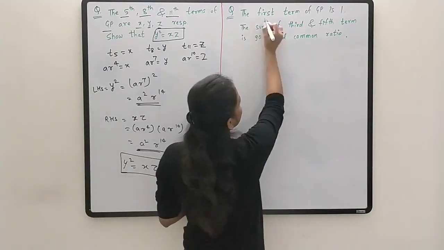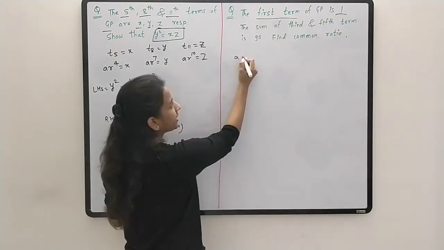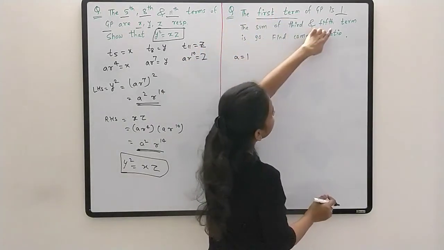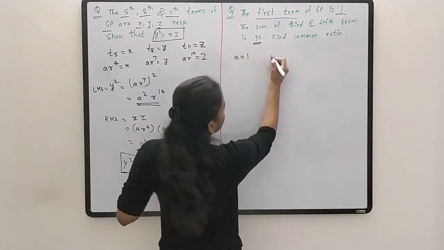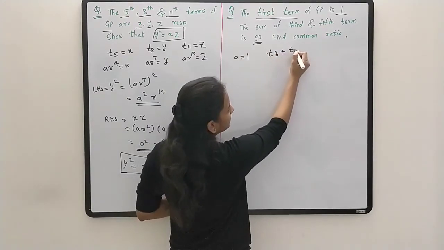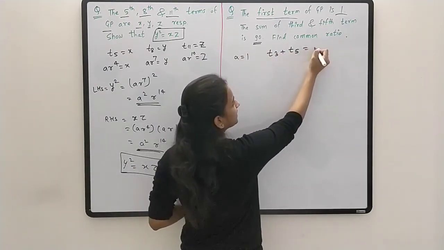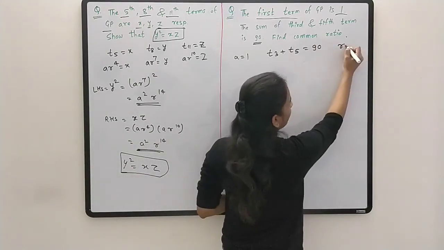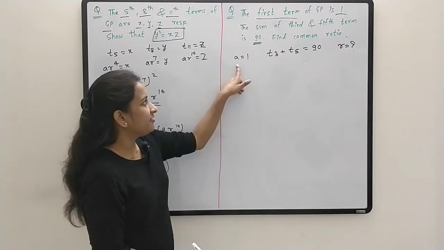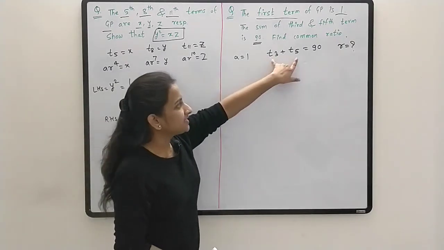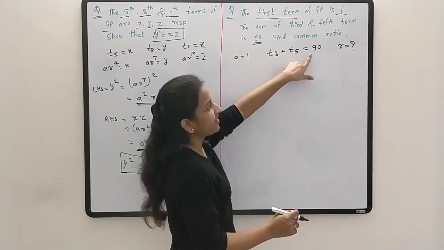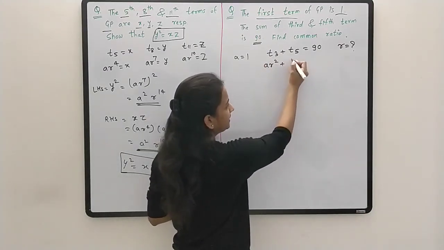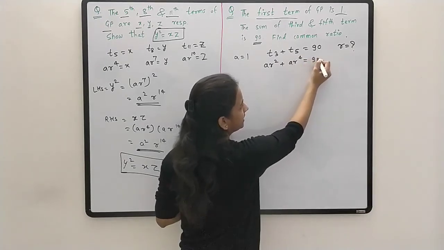See, first term of GP is 1. So a equal to 1. Easy? This part is easy. Sum of the third and fifth term is 90. So third term plus fifth term, sum of these two terms is 90. Then we have to find common ratio R. See, first term is A and this relation is given. T3 plus T5 is 90. So what is T3? A into R square plus T5 is A into R power 4 is 90.